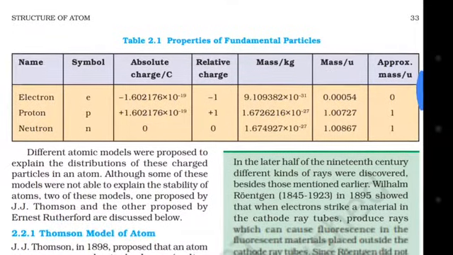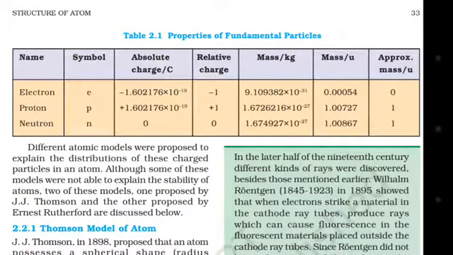Now page number 33, properties of fundamental particles. This is given in table 2.1. Names of the particles are electron, proton, neutron. Symbols are respectively e, p, n for electron, proton, neutron, and absolute charges are for electron minus 1.602176 into 10 to the power minus 19 coulomb. Its relative charge is minus 1. Mass in kg value is 9.109382 into 10 to the power minus 31. Mass in u value is 0.00054. Approx mass in u value is 0.